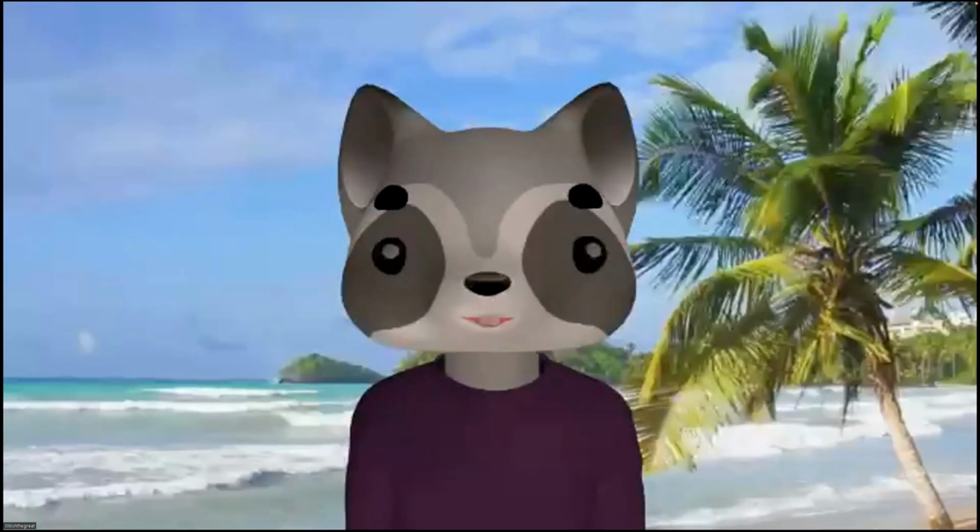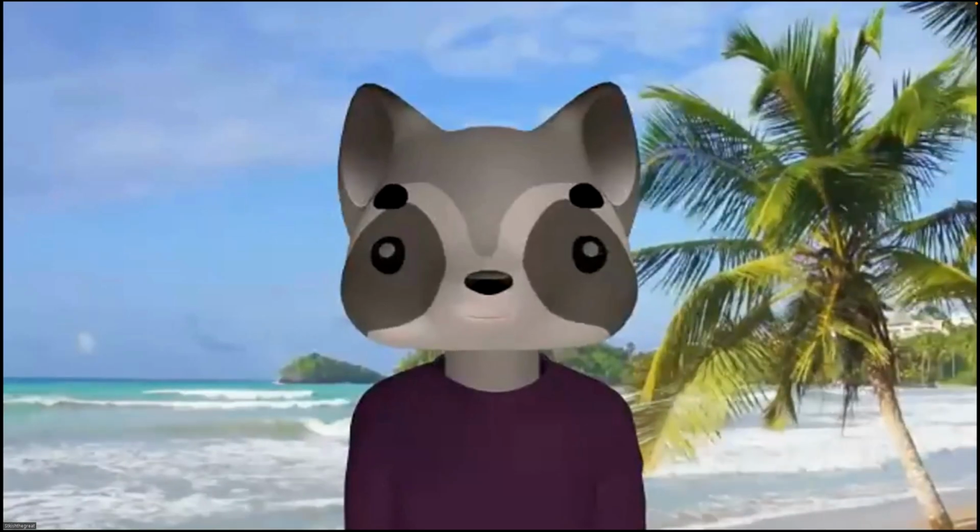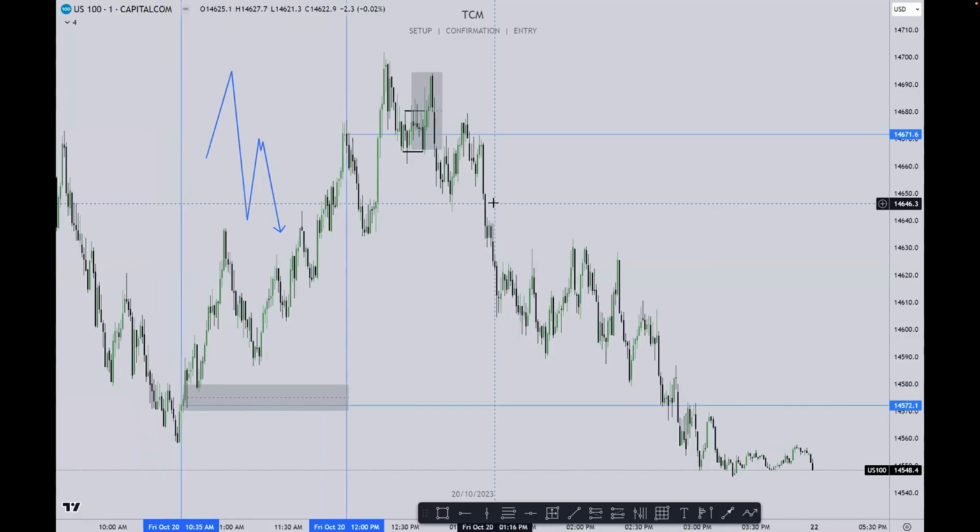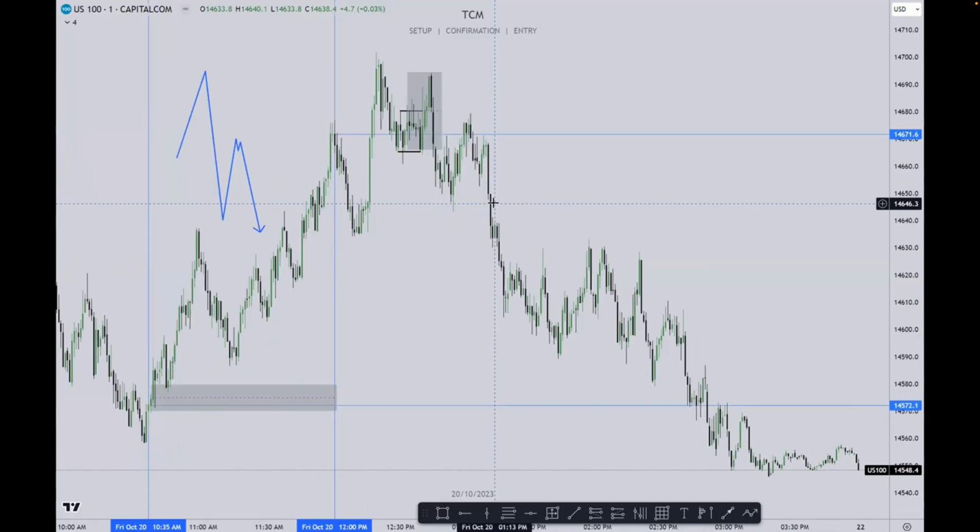Oftentimes, we want to do something so much that we create a picture of what it should do way before it prints. We start thinking, I don't know what I'm going to do if this happens. But then when you look at the chart, you see this candle was taken or this candle was traded through, or we get a close below that or above this. Isn't this what this should mean? Then you make a decision there.